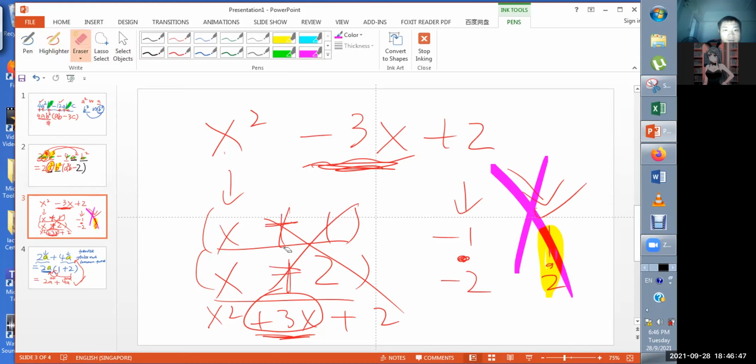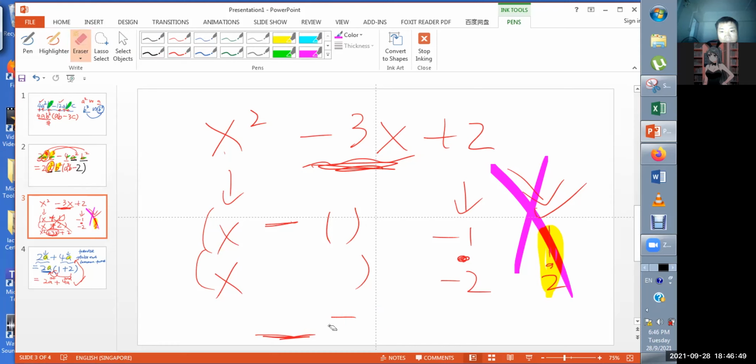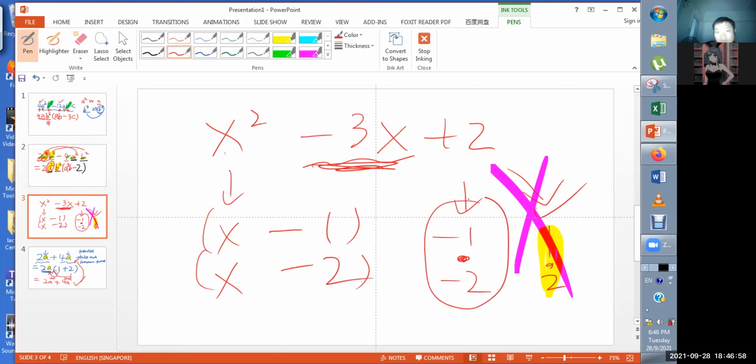That means you don't take this path. Therefore, you need to take this path. You put a -1 and -2 inside. So once you put the -1 and -2, that means you take this path, then you will get x squared minus 3x plus 2. That's how you factorize this thing. Are you asking this?